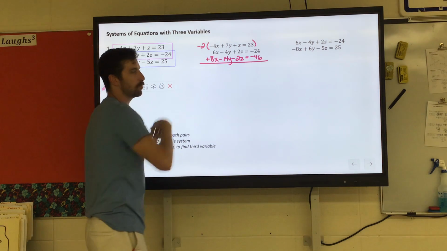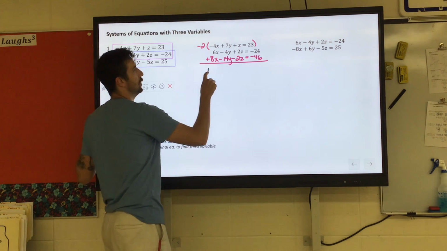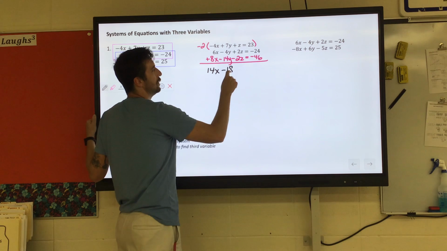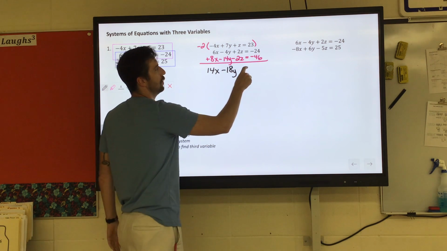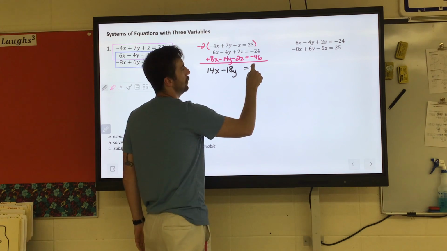So now I'm looking at those bottom 2 lines. 6x plus 8x is 14x. -4y, -14y is -18y. The z's are gone. Over here, -24 and -46 would be -70.